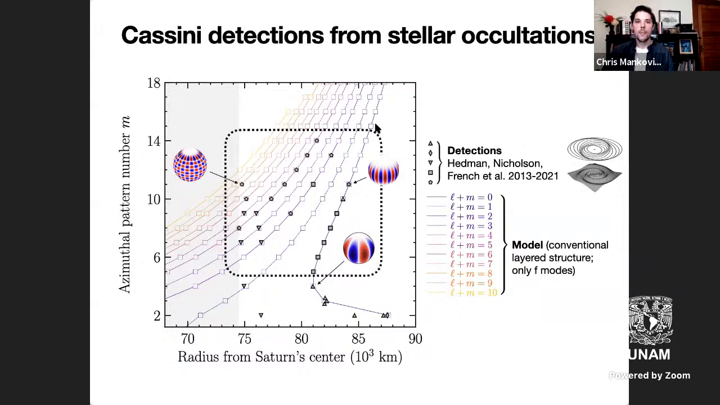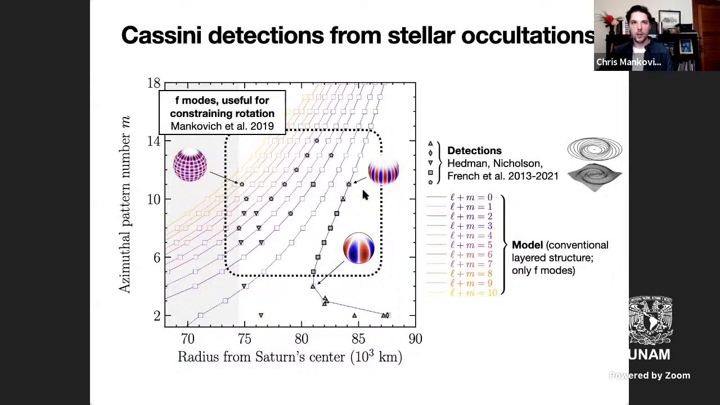There are two overall classes in this diagram. You can see there are detections where the model does a good job. And these are evidently just F modes inside Saturn, just like I've described so far. And these are really useful for constraining interior rotation inside Saturn, but they're mostly located near the surface. And so they don't tell us a lot about the deep interior.